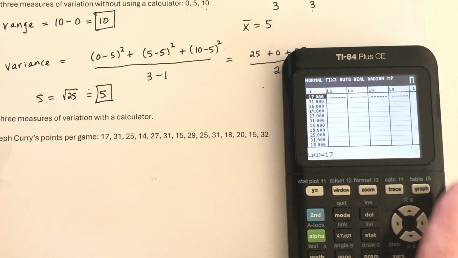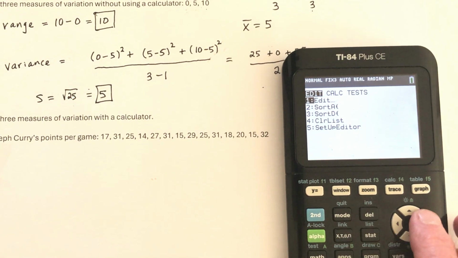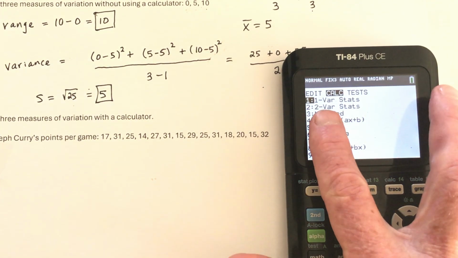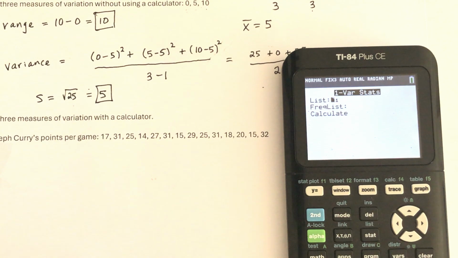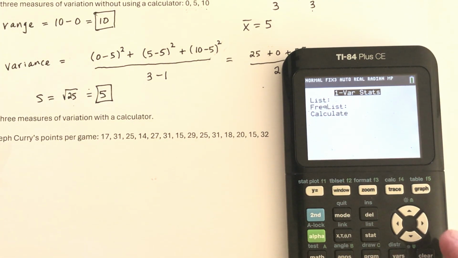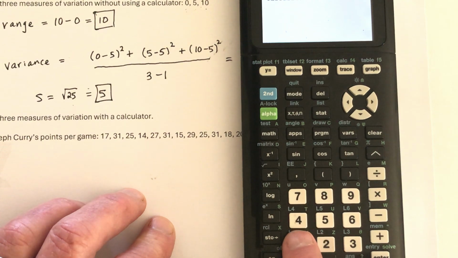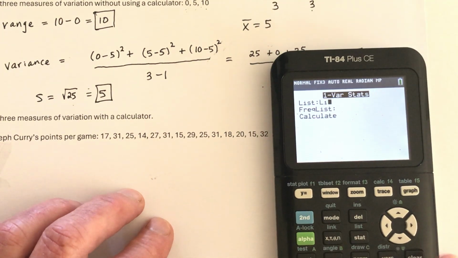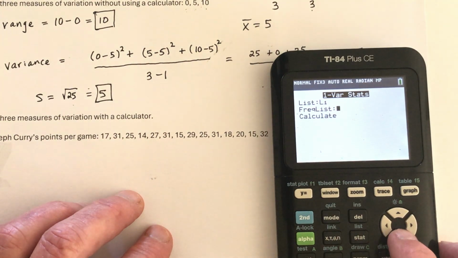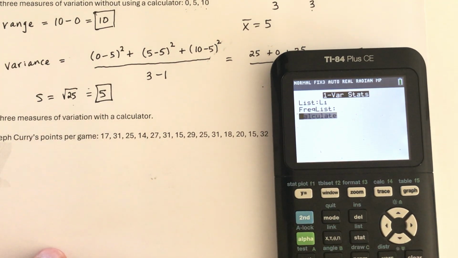Once I've typed the numbers in the list, then go to Stat, move over to Calculate, and use number 1. And just as a reminder, if this says something else, like maybe it's even blank, then just put second and the number 1, and now it will say L1. And then this frequency thing should be just left blank. And then go to Calculate.